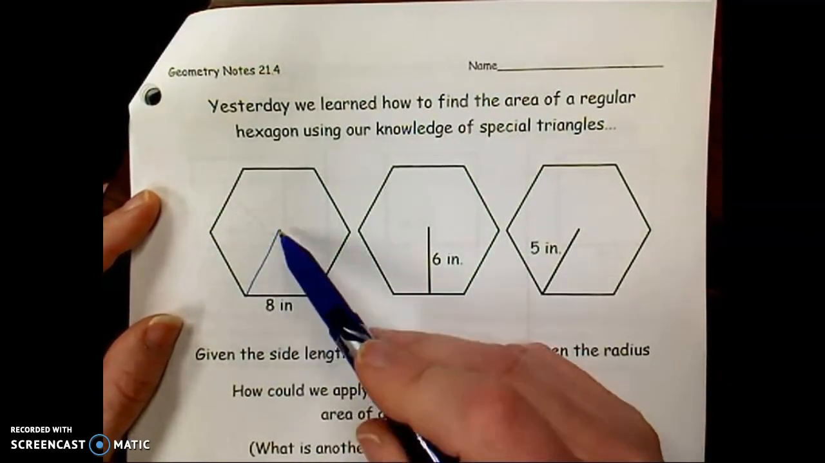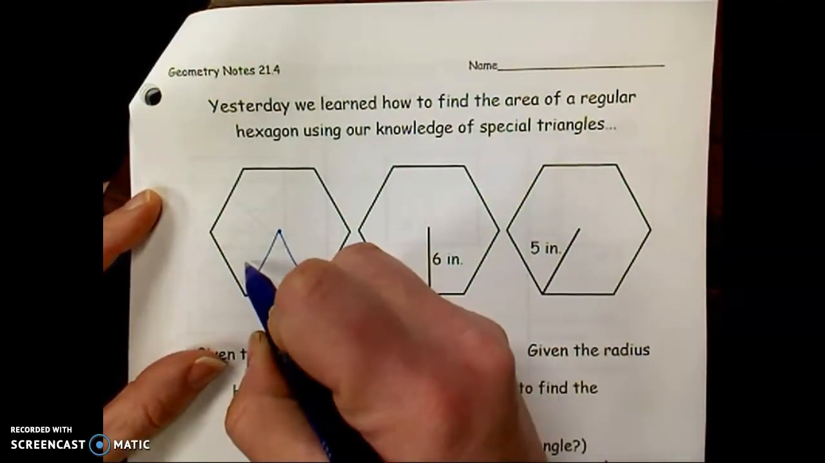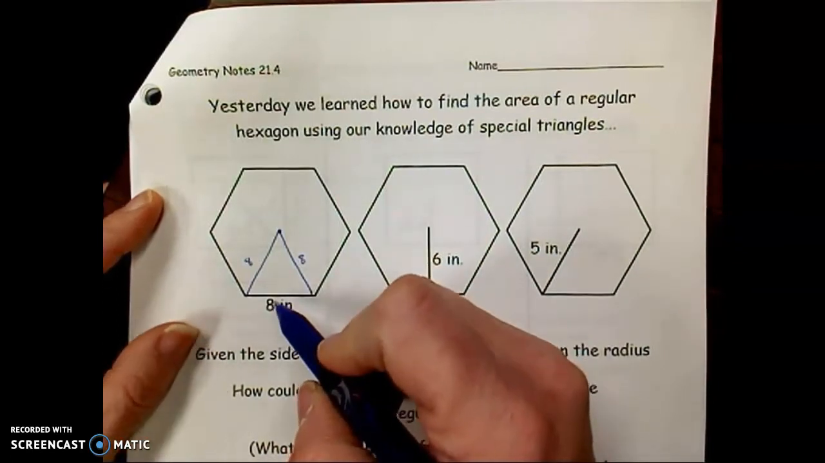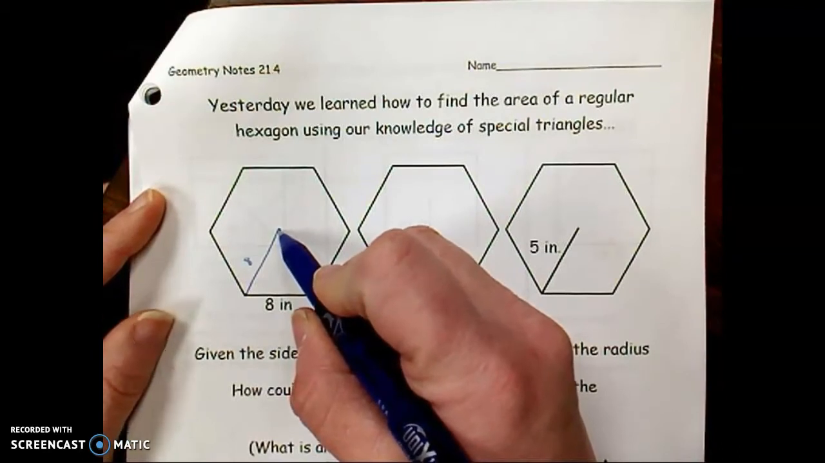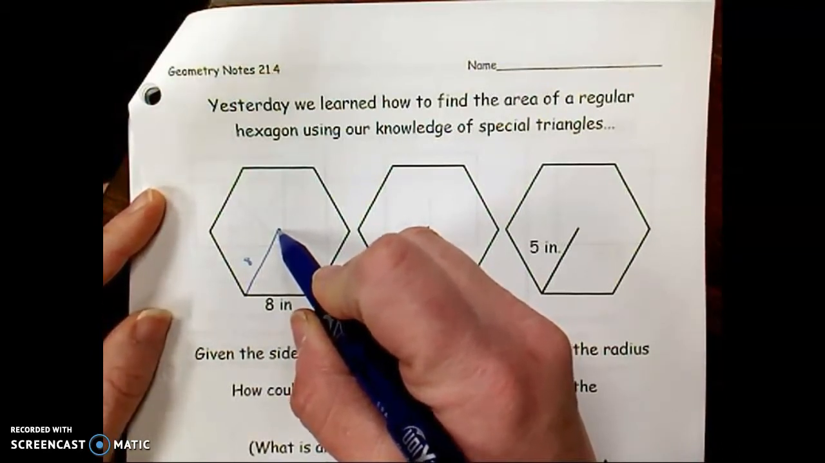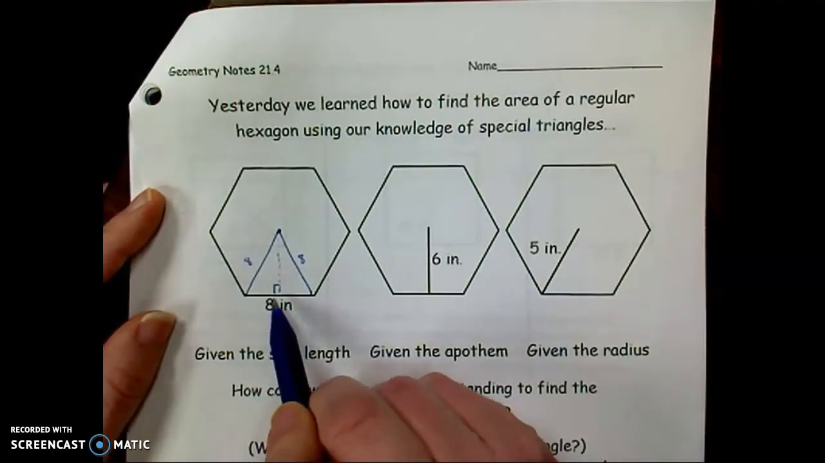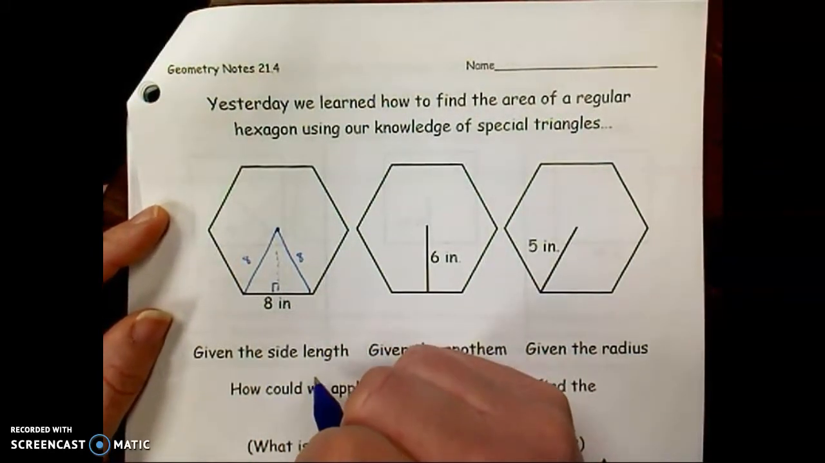And we create an equilateral triangle here. So this side length of 8 is the same as the radius length. To find the area of a regular polygon, however, we have to know the apothem length. And the apothem is the segment that's drawn from the center and it's perpendicular to the side. It also bisects that side, so it's a perpendicular bisector.